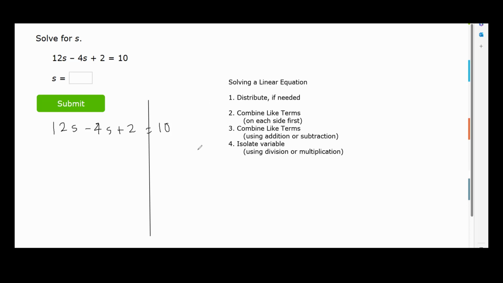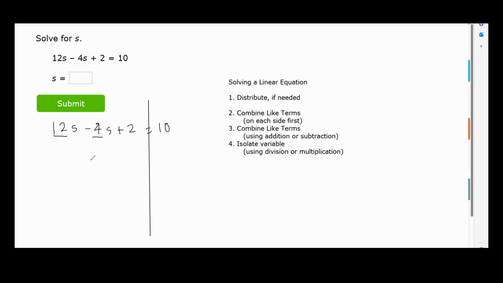You'll distribute if you need to, and you'll know you need to distribute because you'll see parentheses. So it'll be a number outside the parentheses usually. All right, so we don't have any number outside the parentheses, so no need to distribute. So now you look and see if you can combine like terms. So we have the variables both on the same side. So before we try to move any variables, we want to combine those two.